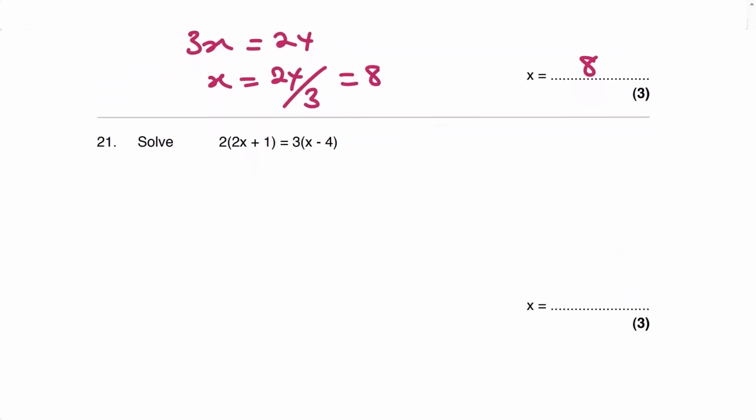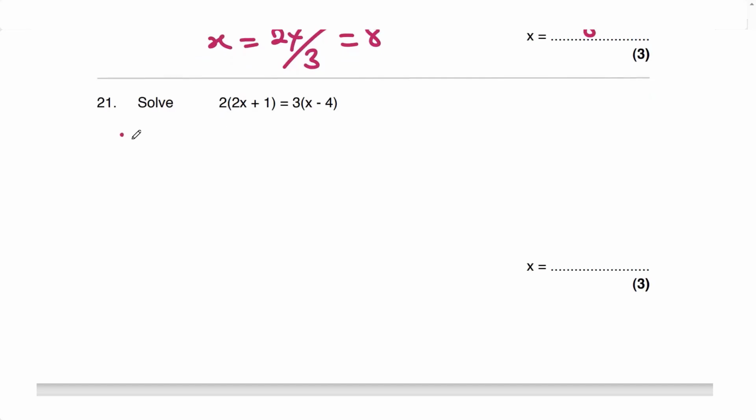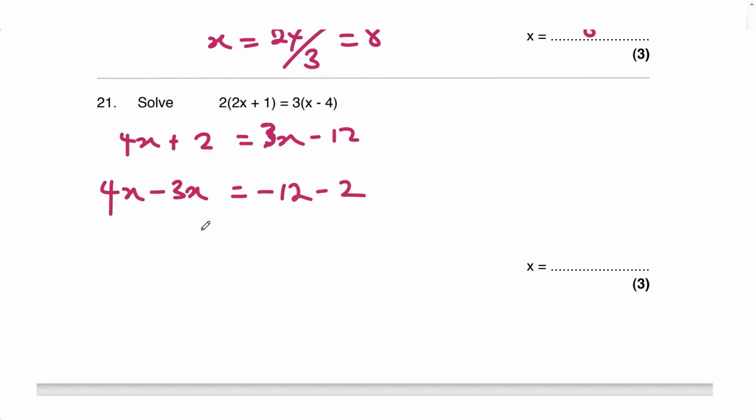For number 21, again, we have to expand the brackets. So if you expand this, you have 4x plus 2 is equal to, expand the right side, you have 3x minus 12. Okay, so what we'll do here, we have to subtract 3x on both sides. So we have 4x minus 3x, then the equal sign. And then here we subtract 2 on both sides. So you have minus 12 minus 2. Now, if you simplify on both sides, you're going to have x here, and then definitely you have minus 14. So x is minus 14.